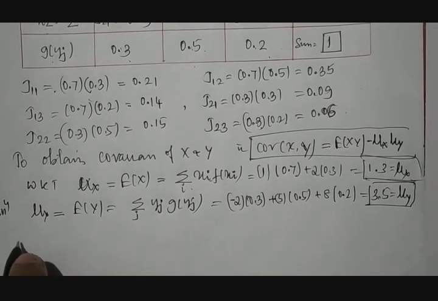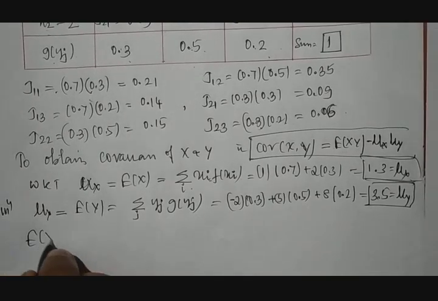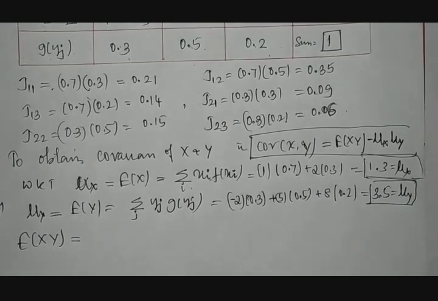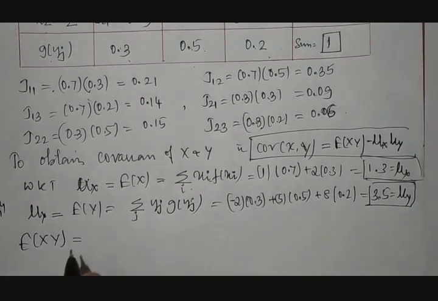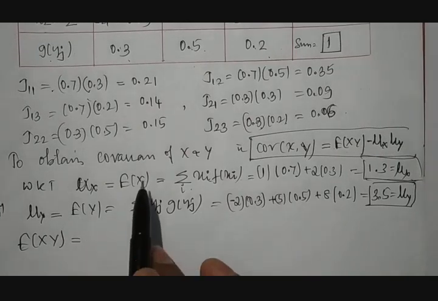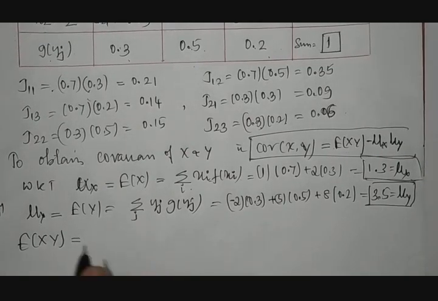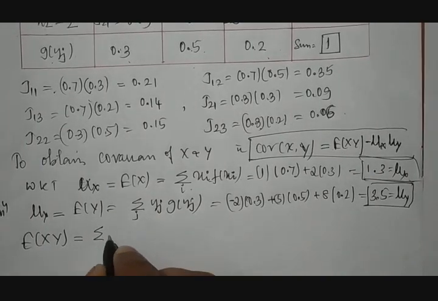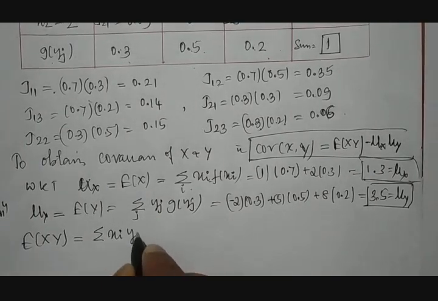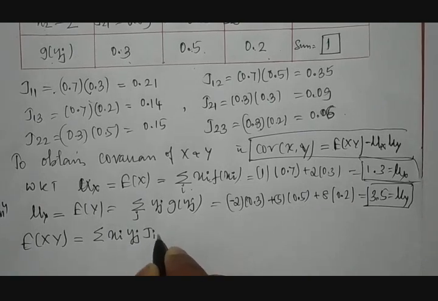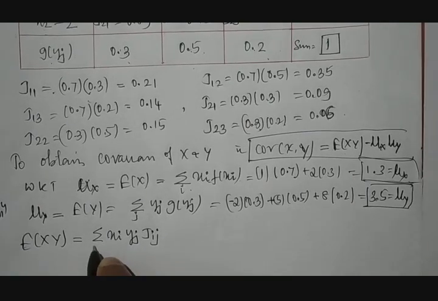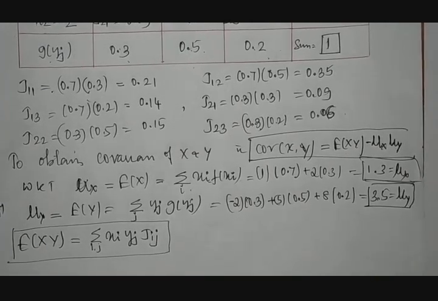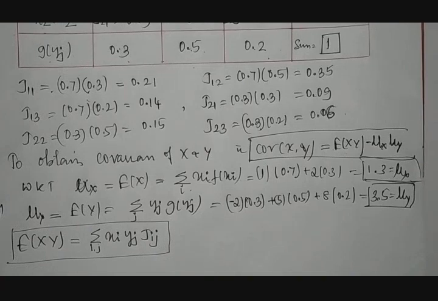Next, expectation of x into y is equal to, what is expectation of x into y here? We have expectation of x and expectation of y. Then what is the formula for expectation of x into y? That is summation of xi into yj into the joint probability, where it may come from i as well as j. So this is the formula to calculate expectation of xy.